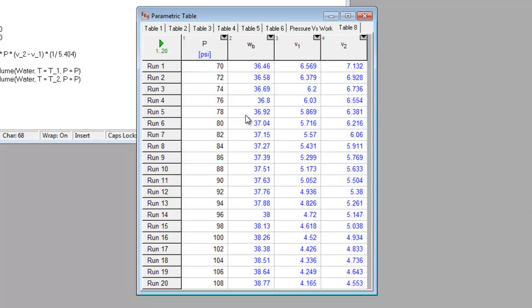And there you go. Here it's going to give you all the values for boundary work, all the values for a specific volume before the heat addition and after the heat addition, all depending on a certain value of P. And it shows you how that increases as these increase also. And this makes sense, as before the work increased as the pressure increased, but you can also see that as pressure increases, the specific volume decreases, which makes sense.